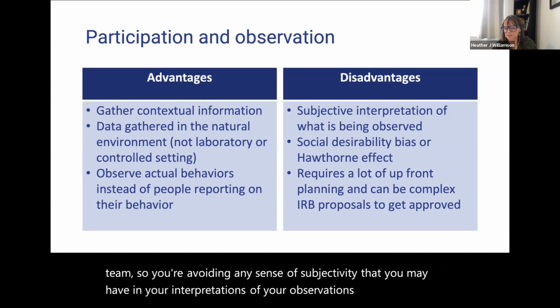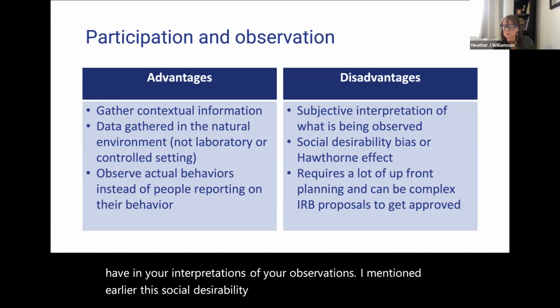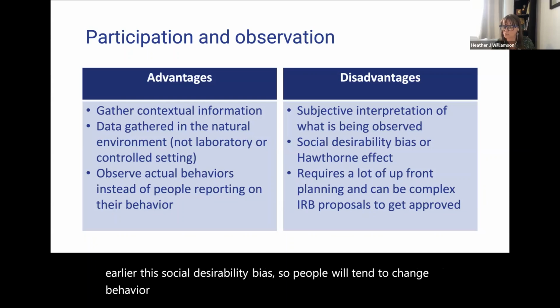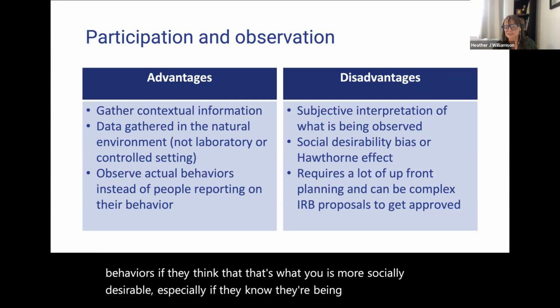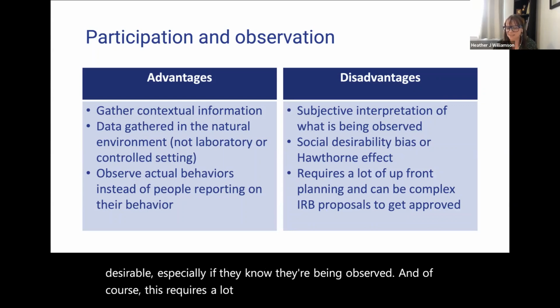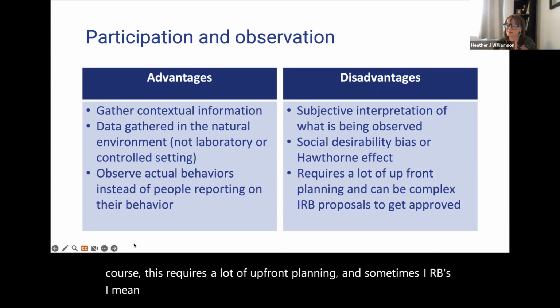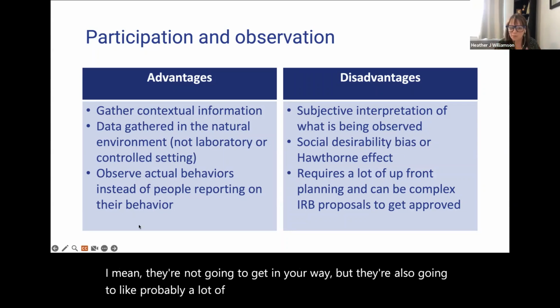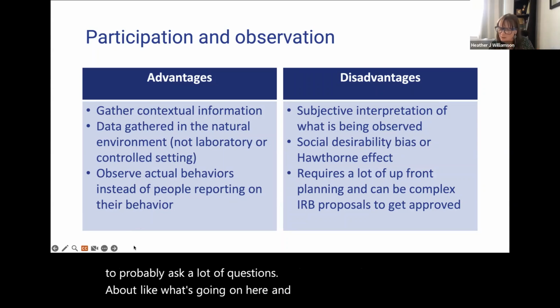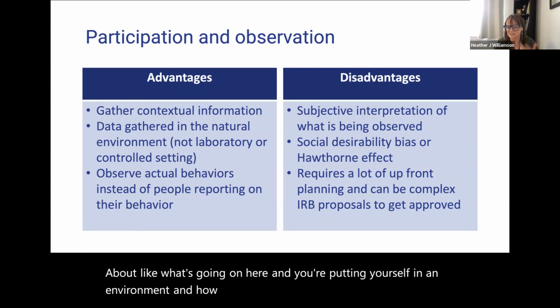I mentioned earlier this social desirability bias. So people will tend to change behaviors if they think that that's what is more socially desirable, especially if they know they're being observed. And of course, this requires a lot of upfront planning. And sometimes IRBs, they're not going to get in your way, but they're also going to probably ask a lot of questions about what's going on here, and you're putting yourself in this environment, and how are you avoiding risks and things like that.